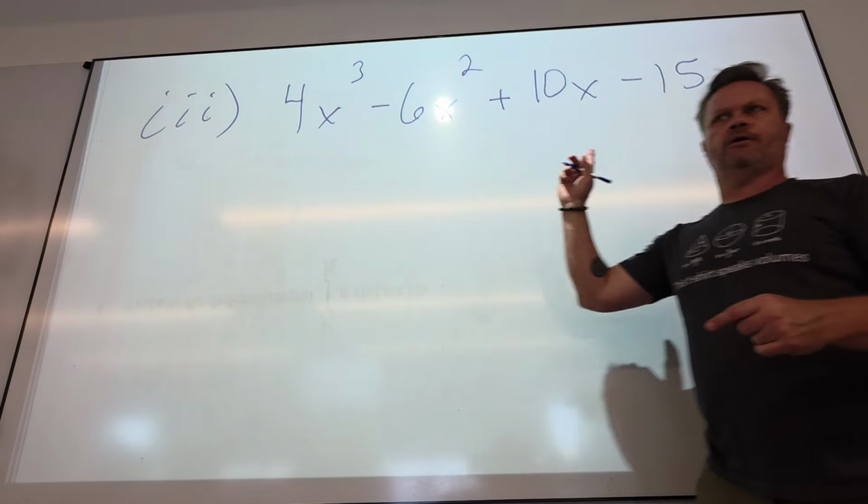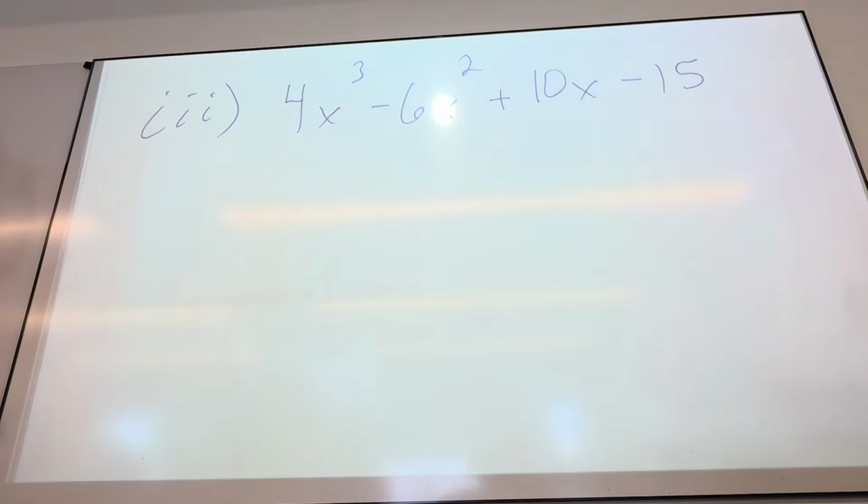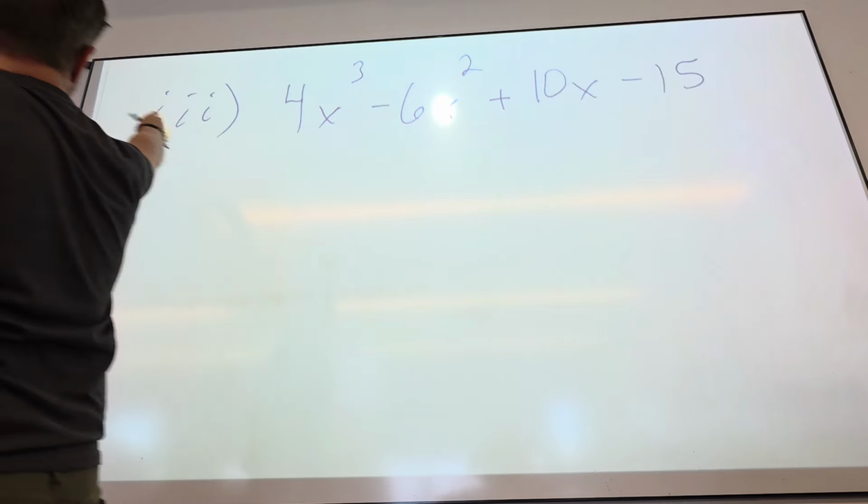How many terms are up there? 4 terms, yes. Does anybody remember what to do if you have 4 terms you have to factor? So the word starts with G. Group, you have to group. I have 4 terms, so do I have a group of 2 at the front?